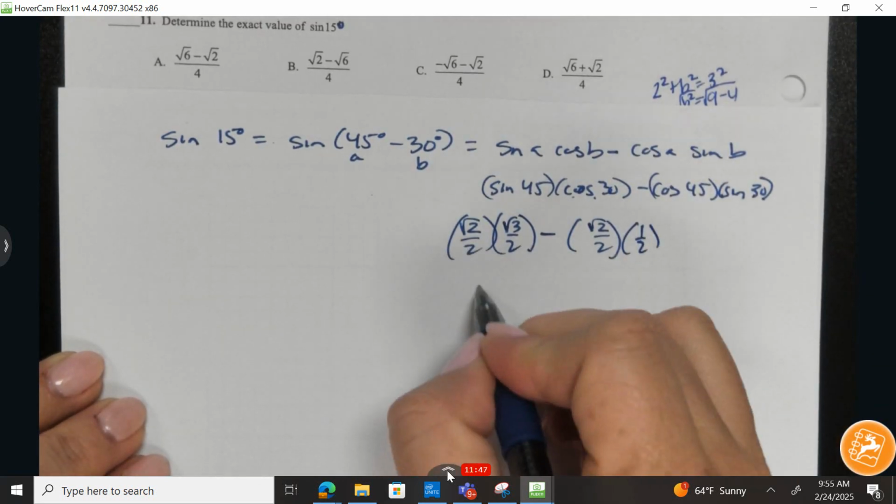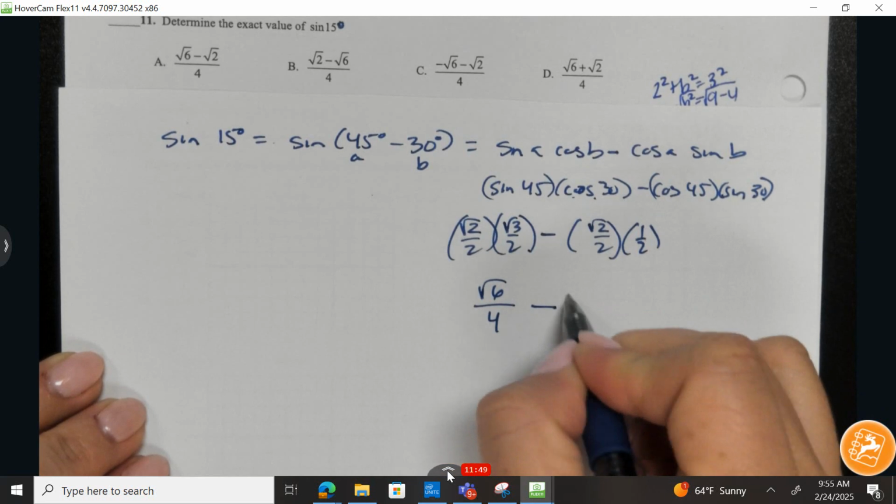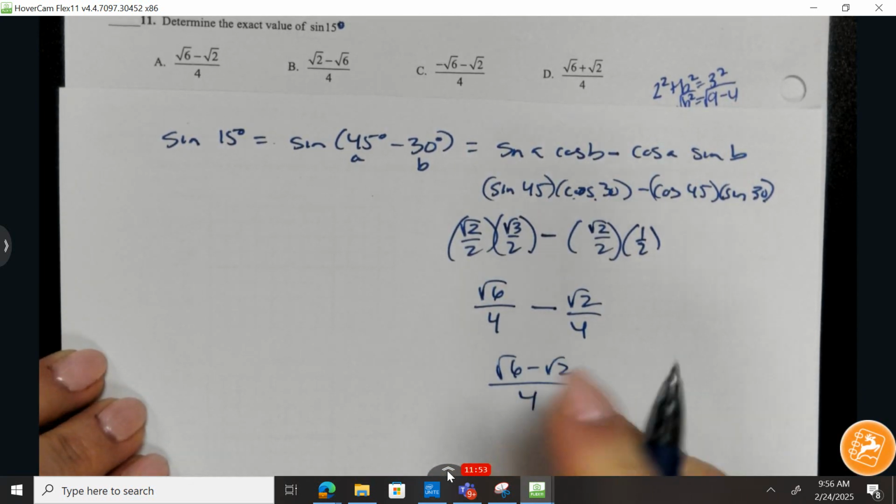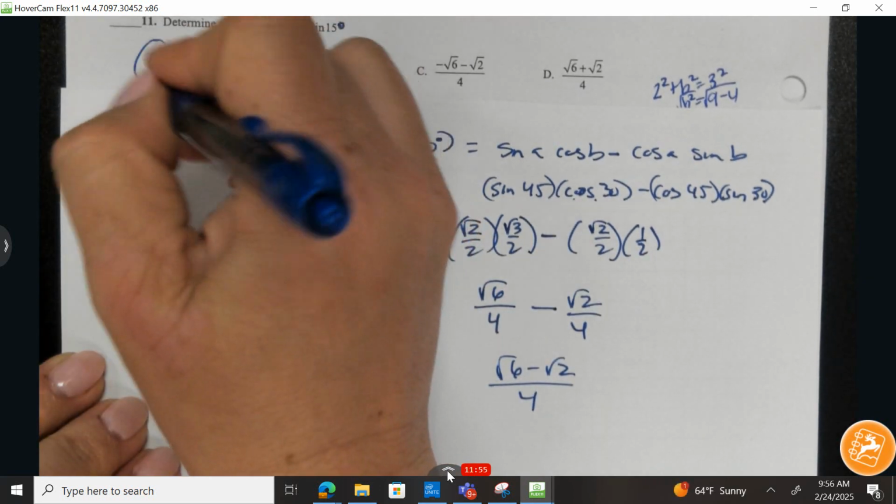When I multiply, I get radical 6 over 4 minus radical 2 over 4. So radical 6 minus radical 2 all over 4. We can find that answer right here in option A.